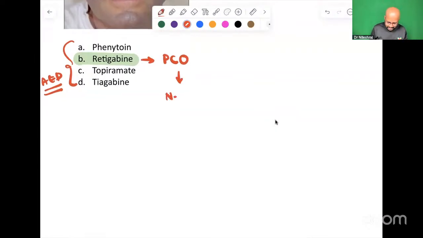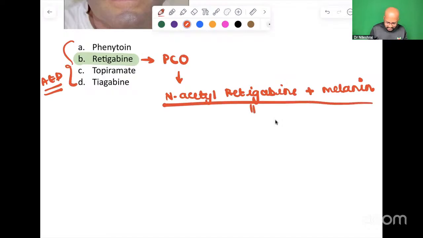Retigabine has a metabolite named N-acetyl retigabine. This N-acetyl retigabine has a high affinity with melanin. Whenever it binds with melanin, it might induce blue discoloration of skin. So not only amiodarone, even retigabine is associated with blue discoloration of skin, or blue man syndrome can also be seen with retigabine, which is again an anti-epileptic drug.